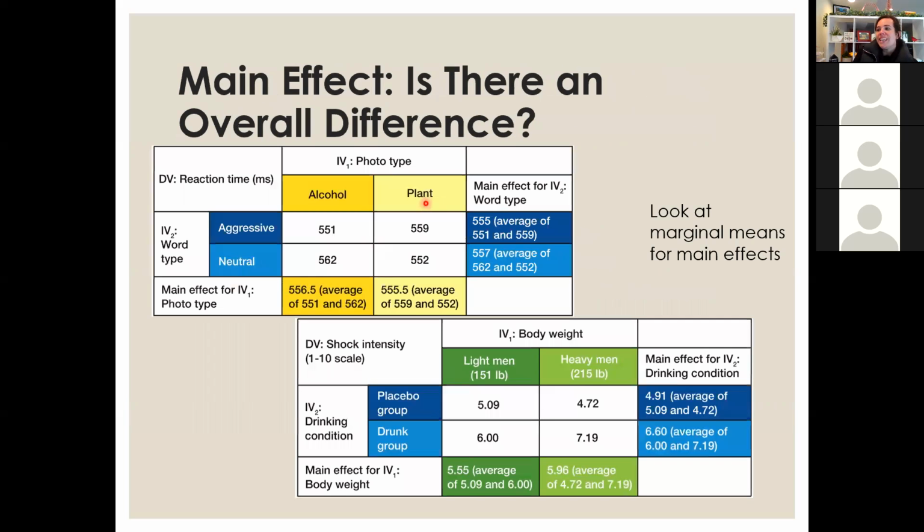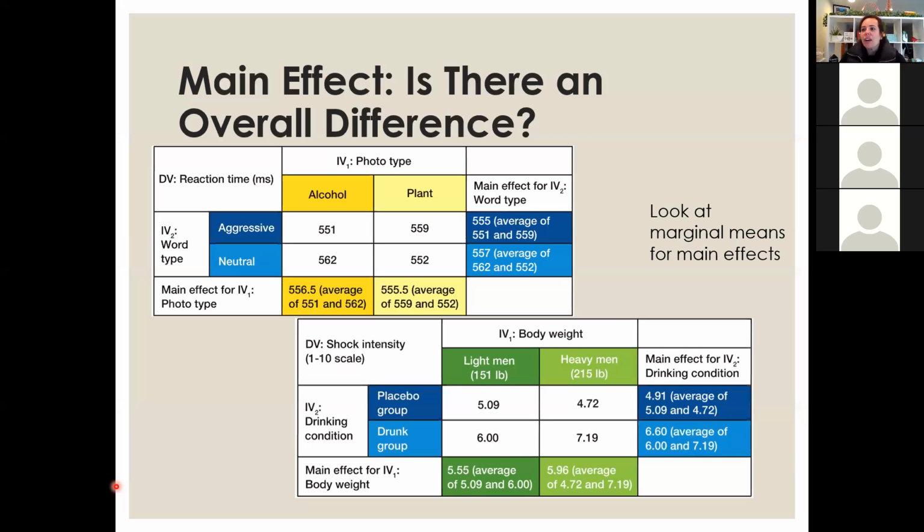So these would be our marginal means. It gets in the weeds a little bit with the math. Don't worry so much about that piece of it. Let's just broadly look at what this is. A main effect is the overall effect of one independent variable on the dependent variable, okay? So if you have two independent variables, you look for the two main effects.